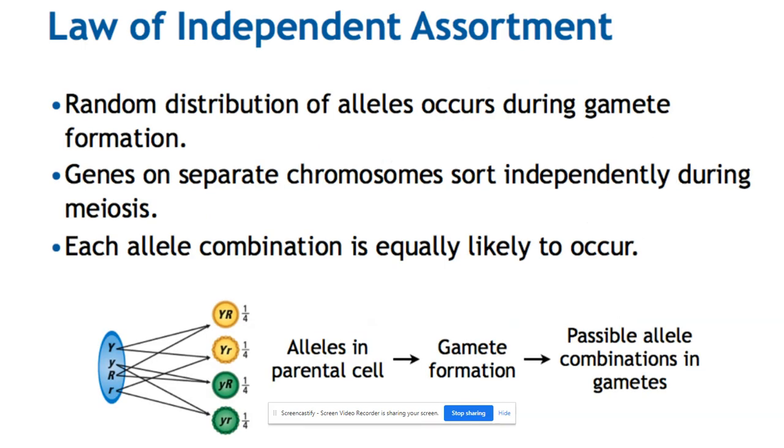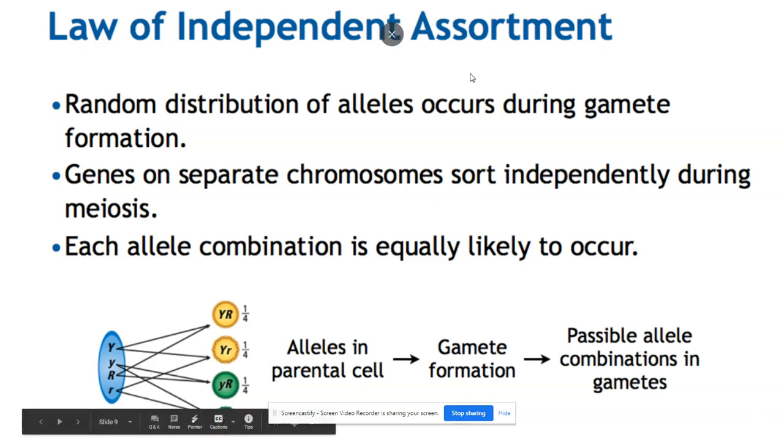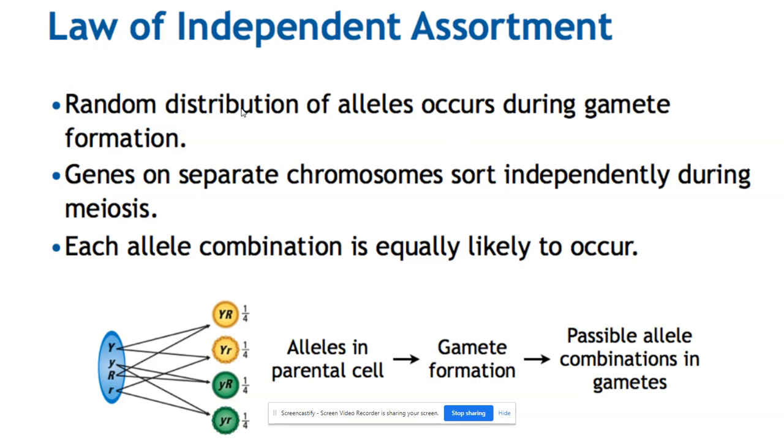This is the law of independent assortment. Big words. Promise it'll make sense. Random distribution of alleles occurs during gamete formation. So remember we've got crossing over on those chromosomes. The crossing over chromosomes, they swap genetics. This is how we get things that are completely different. This is why your siblings look different. Gametes on separate chromosomes sort independently during meiosis, crossing over. Each allele combination is equally likely to occur.